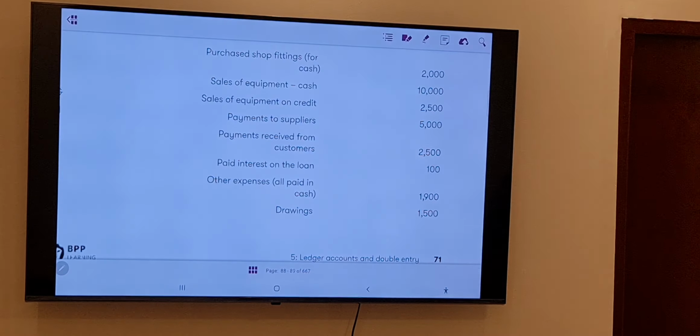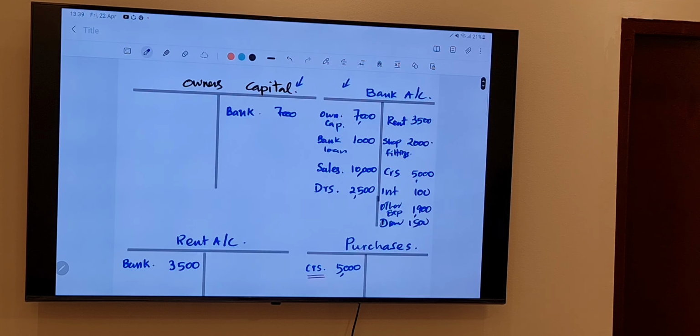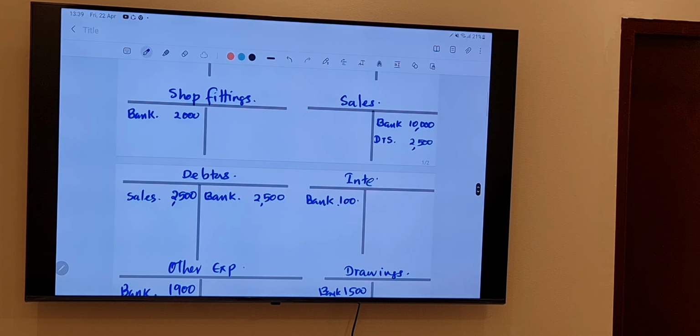What is the next item? I think that's it. Now we have posted the accounts. Please tell me, does anyone have a doubt? What does INT mean? This one? INT, interest. In short, I have written it, brother. Interest. This one, I or J? I, interest.